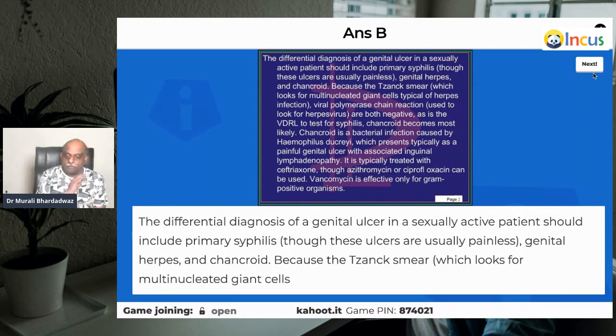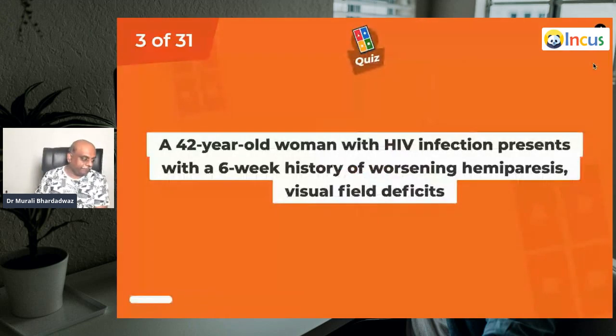you should always include primary syphilis, genital herpes, and chancroid. Because the Tzanck smear, if you do Tzanck smear, you will be able to see multinucleated giant cells if it were to be herpes infection. You need to do PCR in order to identify herpes virus. And in this case, both of them are negative. Even VDRL is also negative, so not a syphilis. That is the reason chancroid is most likely to be the underlying cause, is what you need to remember.